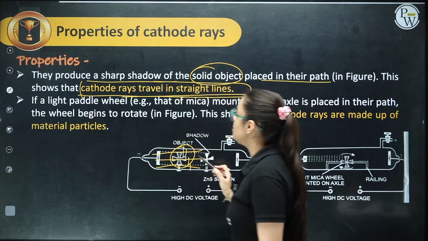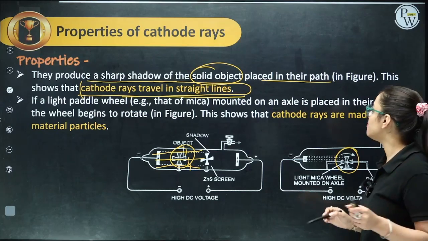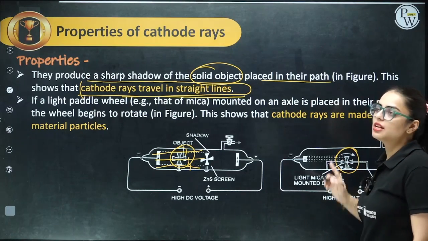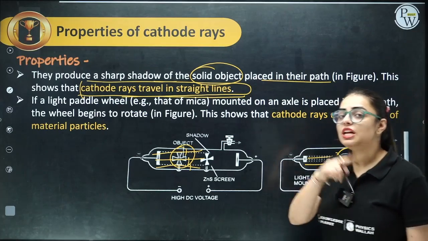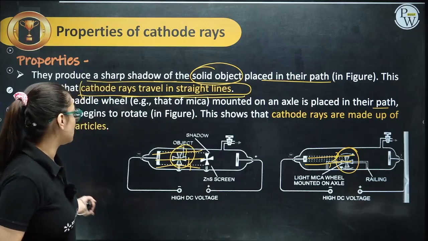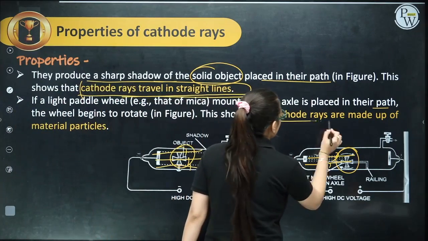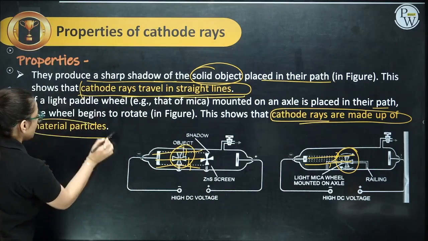If we have this light paddle wheel over here, which we have mounted on an axle, and it is placed in their path, in the path of cathode rays, guys, what will happen? The wheel will begin to rotate itself. This also explains to us that cathode rays are made up of what? Cathode rays are made up of material particles.